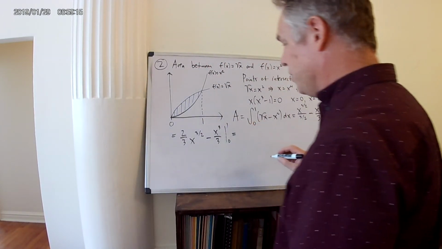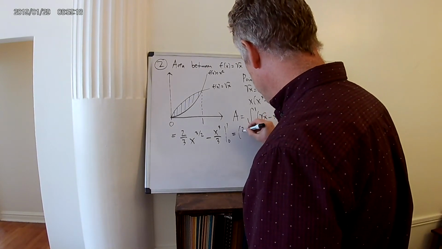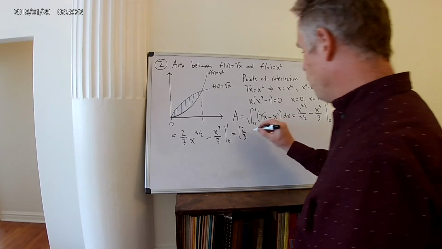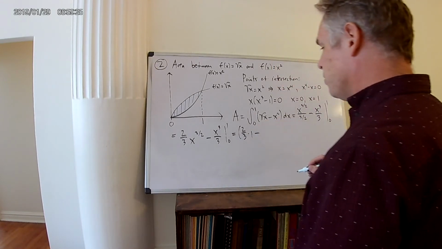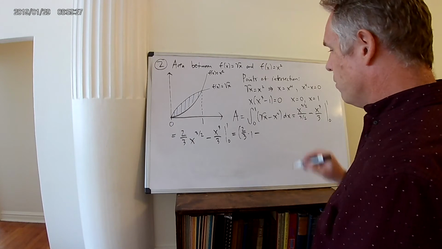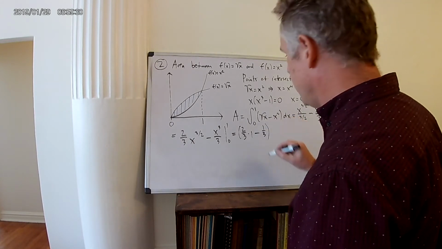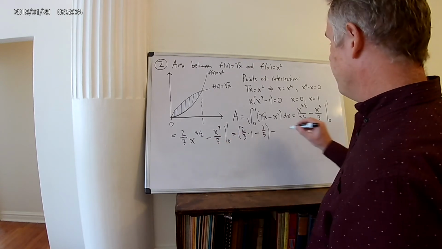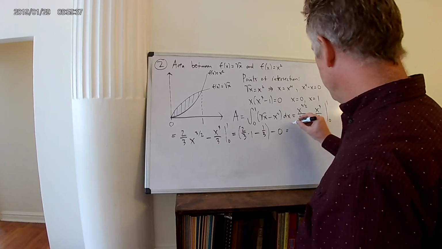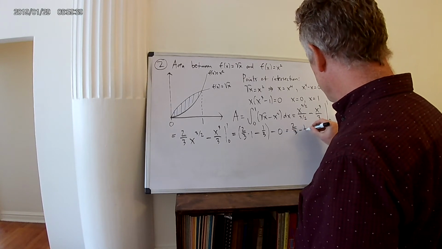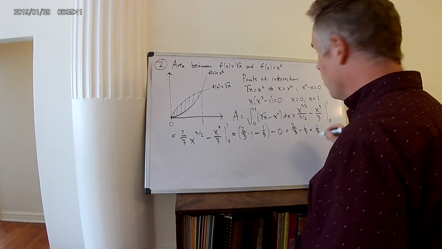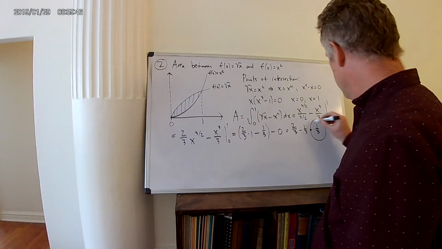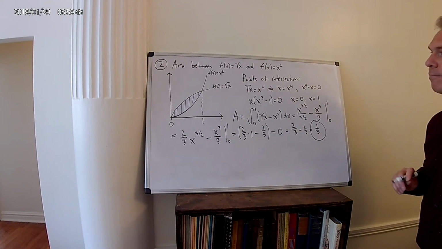Now we can plug in our limits, and we get 2/3 times 1 to the 3/2 power, which is 1, minus 1 cubed over 3, which is 1/3. Now we plug in 0 for x, and we get 0. So this is really 2/3 minus 1/3, which equals 1/3. So that is the enclosed area between these 2 curves.